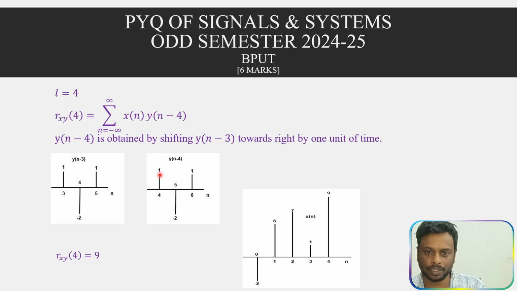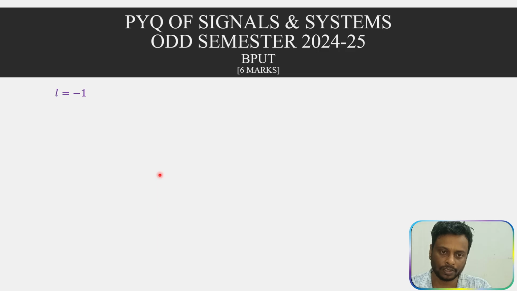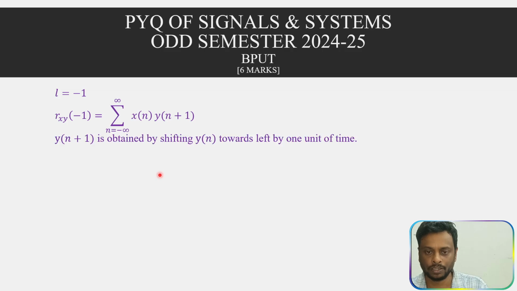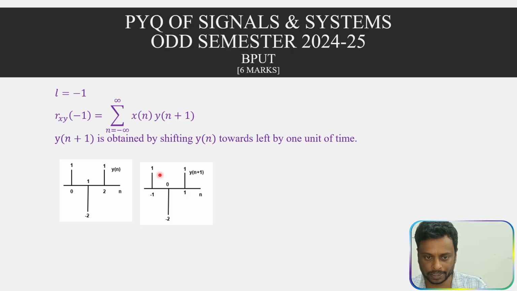So we have found out the right side values. Now we will find the negative values of L next. Okay. So that is minus 1 and minus 2. At minus 1 it will be y of n plus 1. So that will be shifted towards the left. This y of n will be shifted towards the left, this side. So it will be minus 1, 0, and 1. So this is our y of n plus 1.